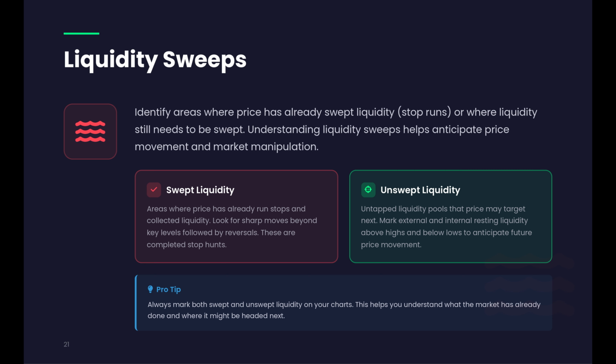You see, retail traders place their stop losses at these obvious points. If you're long, you put your stop below the recent low. If you're short, you put your stop above the recent high. Everyone does this, which means there's a pool of liquidity sitting there, waiting to be collected. External resting liquidity refers to stops sitting beyond the most recent swing highs or lows. Internal resting liquidity refers to stops within the current trading range. Both are important, but external liquidity sweeps often signal more significant moves because they represent the clearing of larger liquidity pools.